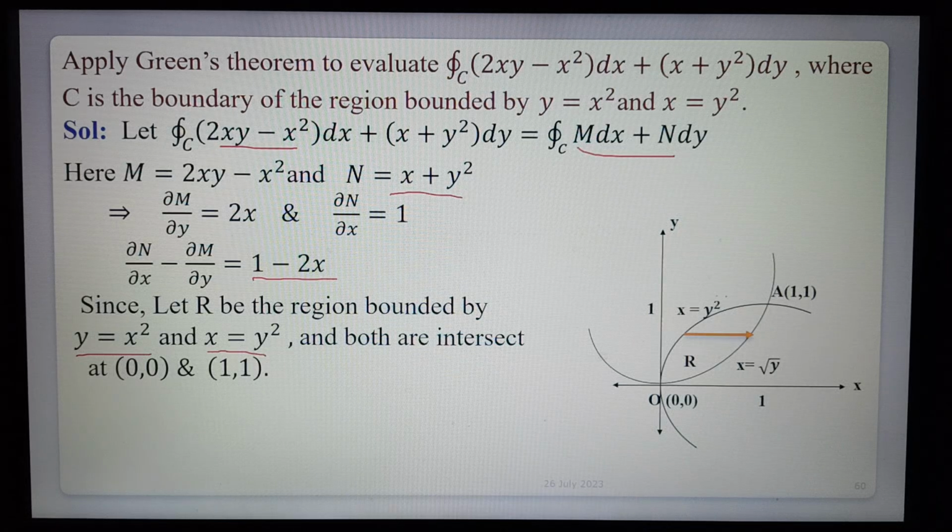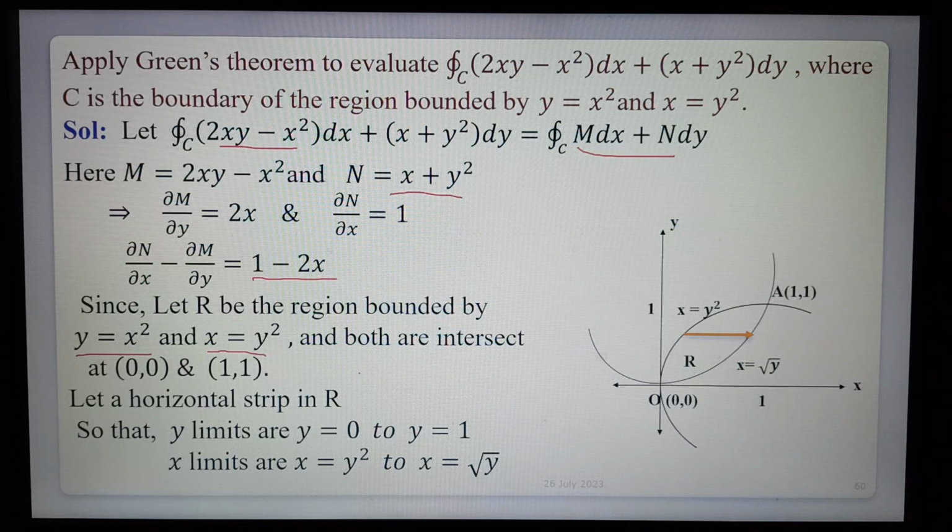In the region, we can assume a horizontal strip or vertical strip; we can choose either one. Now choosing the horizontal strip, straight along the y axis, y limits are constants and x limits are functions of y. So here y limits are y is equal to 0 to 1, x limits y square to root y. So that is equal to, here, find the integration by Green's theorem.